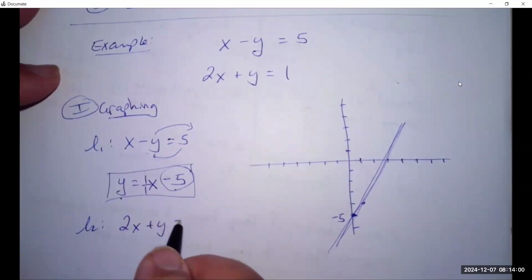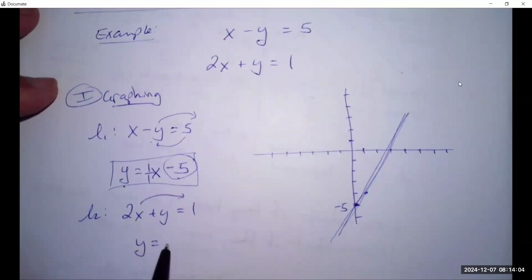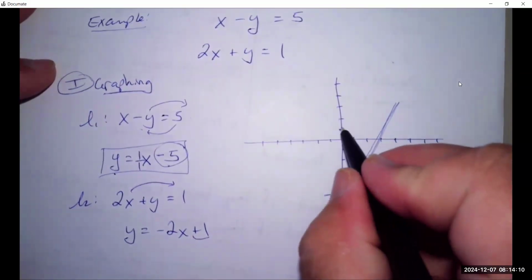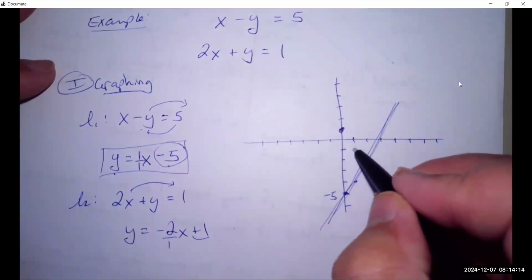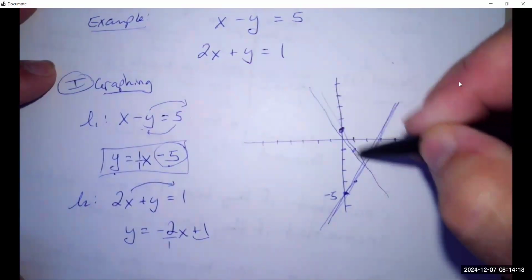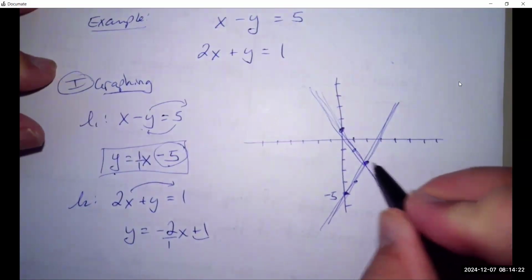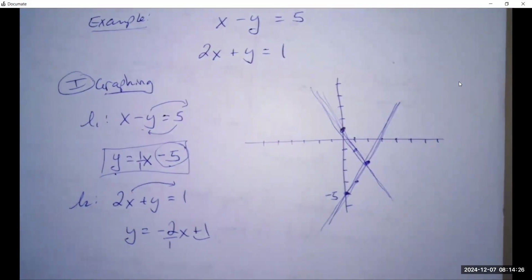Then we look at line 2. 2x plus y equals 1. Move the 2x over, so we have y equals minus 2x plus 1. The y-intercept is positive 1. The slope is negative, down 2 over 1. And connect them. And you see the problem.